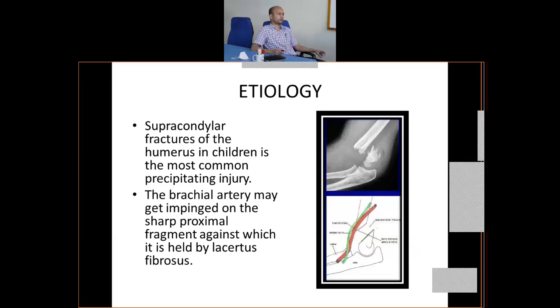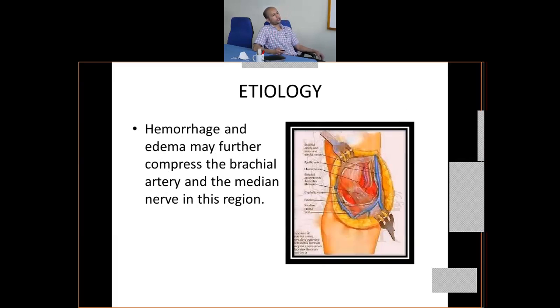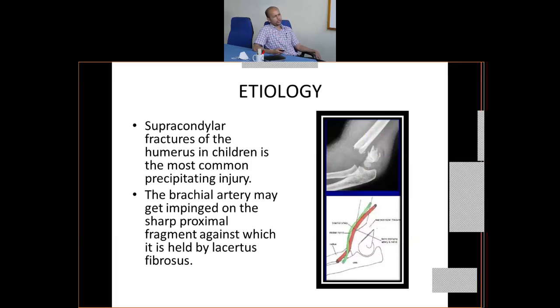So supracondylar fracture of the humerus in children is the most common precipitating injury. The brachial artery may get impinged on the sharp proximal fragment against which it is held by the lacertus fibrosus. Now, a little about the pathology. You can see that the proximal fragment is displaced anteriorly and the distal fragment is going posteriorly. So the humerus will impinge on that brachial artery, and we know whenever there is a fracture, there is hematoma. So all these will cause a mechanical compression to the brachial artery.